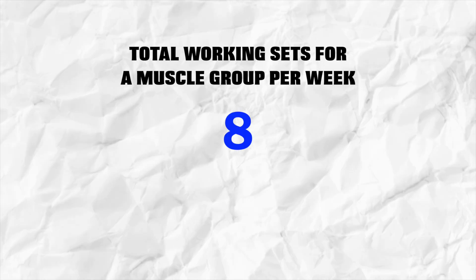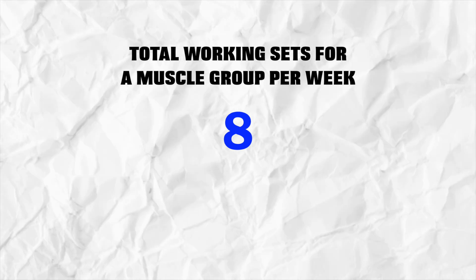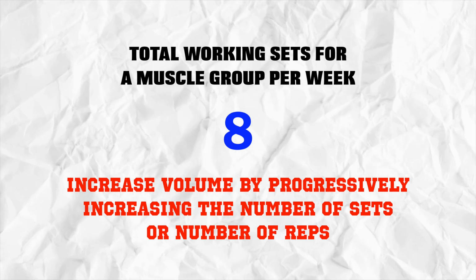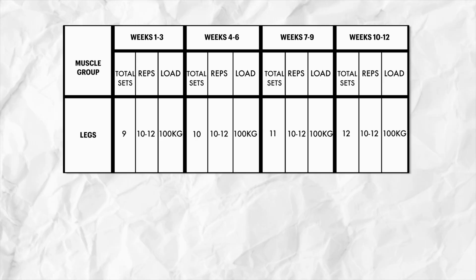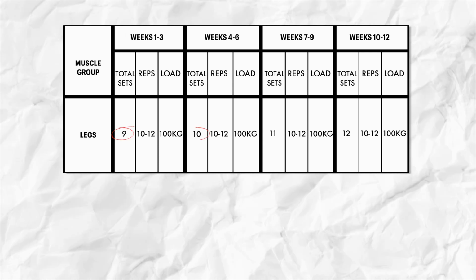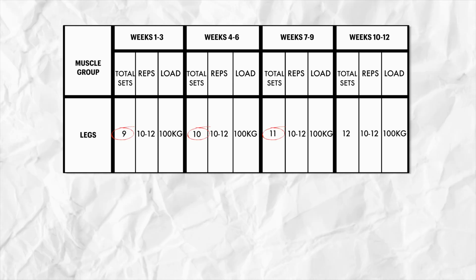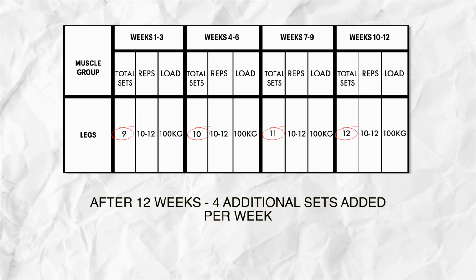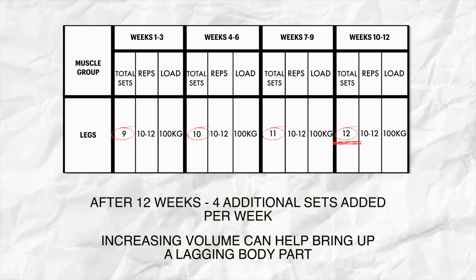The second way is to increase your volume. So let's take a beginner as an example. Say they are doing 8 working sets per muscle group per week. Now, if they want to increase the volume, then they'd increase the number of sets or the number of reps. So let's take an example of a 12-week period of increasing the number of sets. So every 3 weeks, they add an extra set per muscle group. So by the end of the 12-week period, they would have an additional 4 sets per muscle group, meaning that they will be now doing 12 sets per muscle group per week.